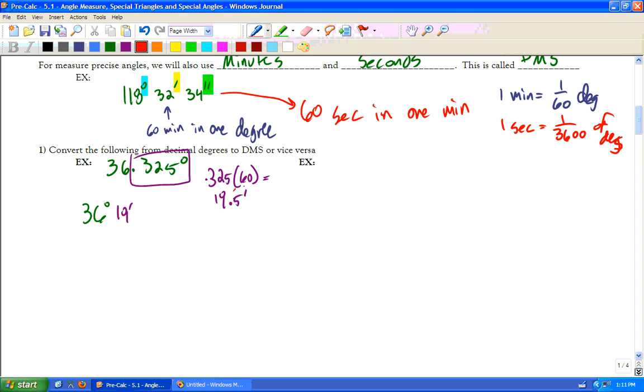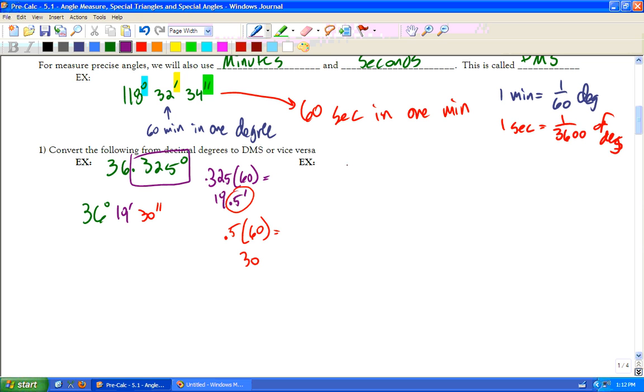And now we just have to once again look at the decimal. How many seconds are in 0.5 minutes? Well, you're going to take 0.5 times 60, which would give you 30. So 36.325 degrees is the same thing as 36 degrees, 19 minutes, and 30 seconds.